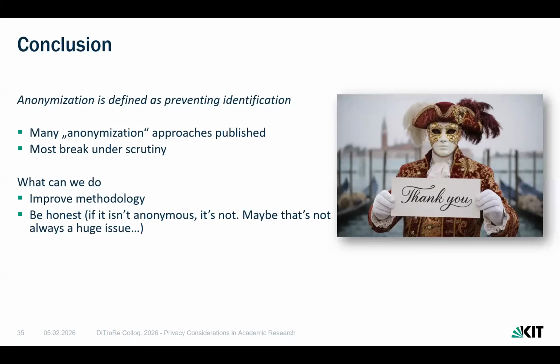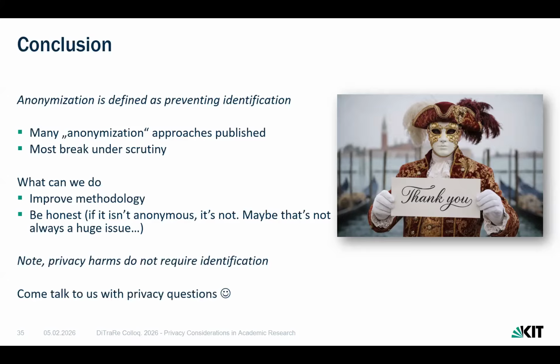What we could do is improve the methodology of anonymization and of testing and scrutinizing the methods. So we're developing anonymization methods, and then we're honest with what we actually achieve. And then, of course, we can be honest with our users. If we're collecting data about people, we can tell them the data is not anonymous, but we follow the GDPR and everything's going fine. Keep in mind, privacy harms do not require identification. Attribute disclosure can happen even if I'm not able to identify you.